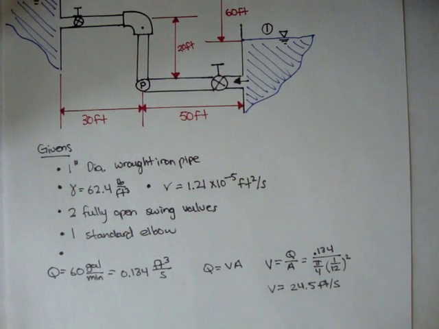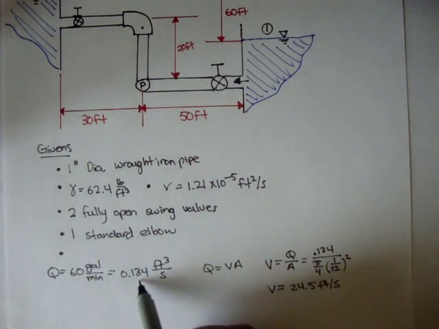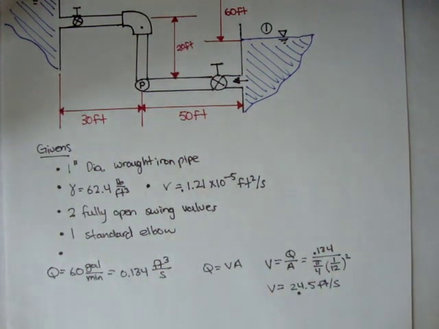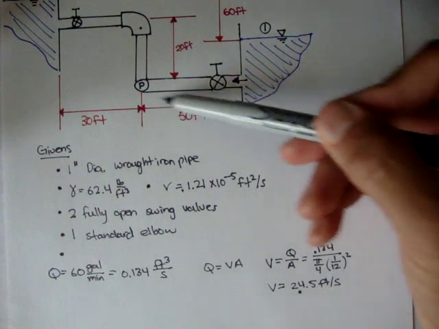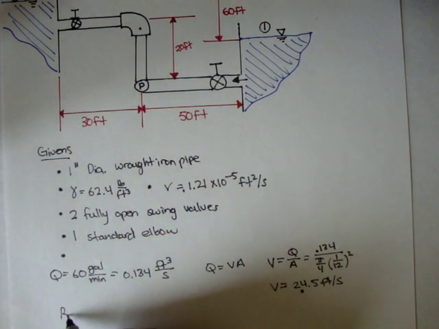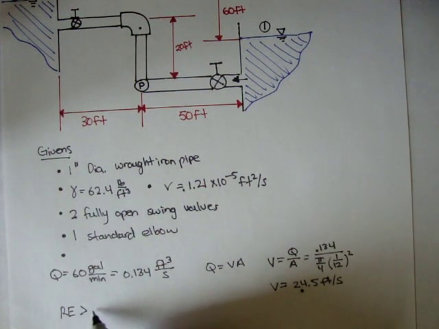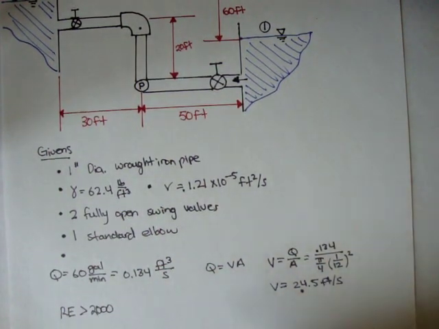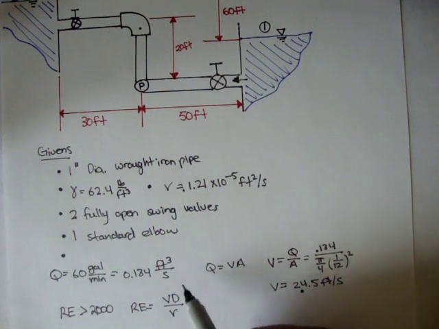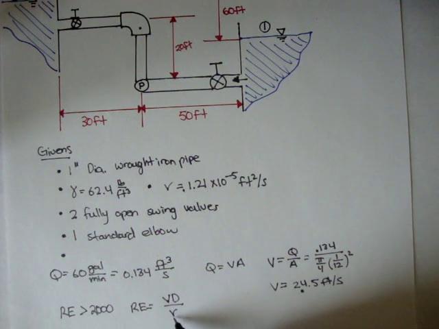Now, we have our Q, we have our V, we have kinematic viscosity. We can check to see if the water going through this system is going to be turbulent or not. And the easiest way to check that is to see if the Reynolds number is going to be greater than 2000. And remember, our Reynolds formula is V times D over kinematic viscosity, where V is average velocity, D is diameter, and nu is kinematic viscosity.